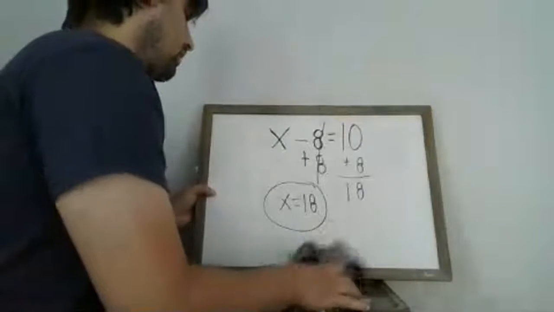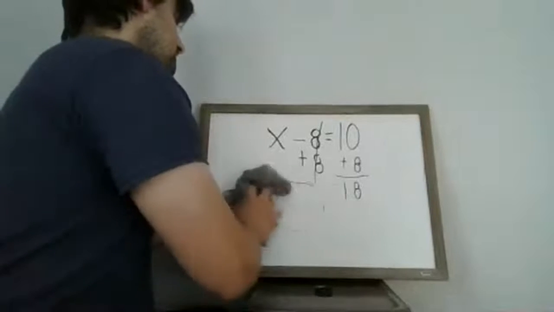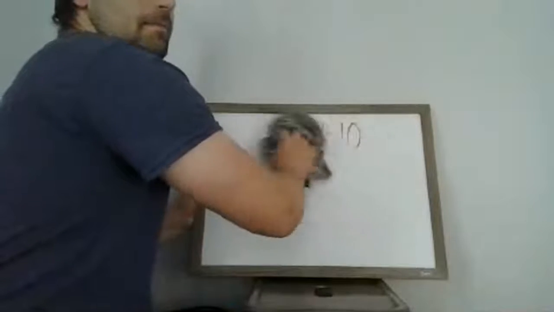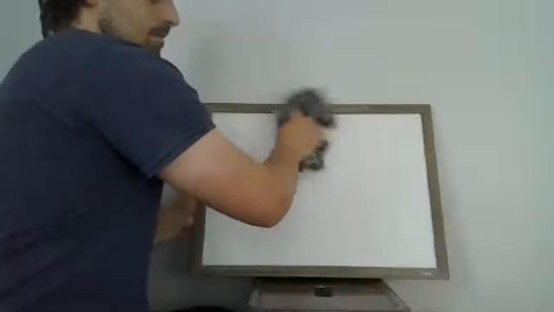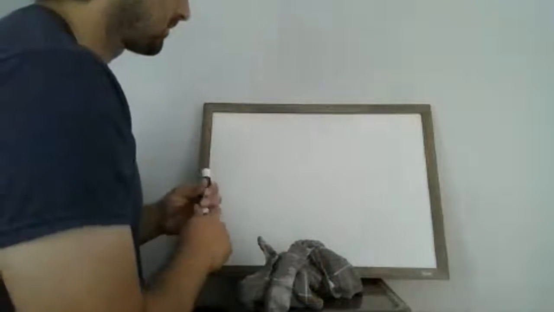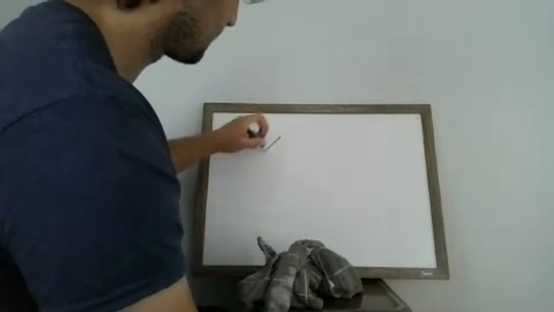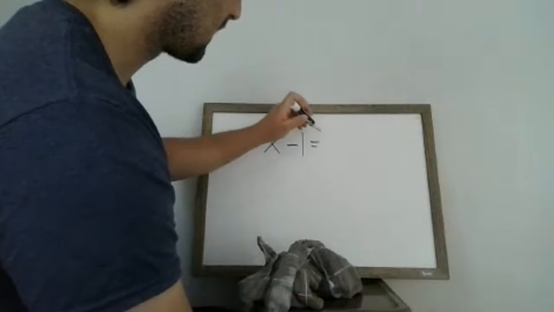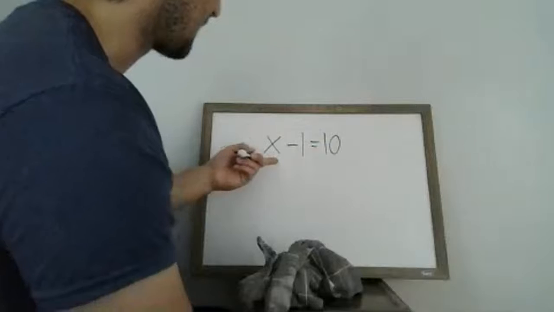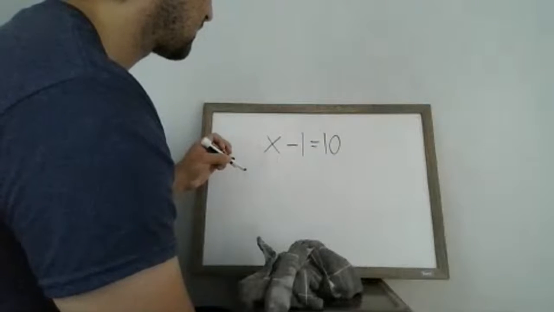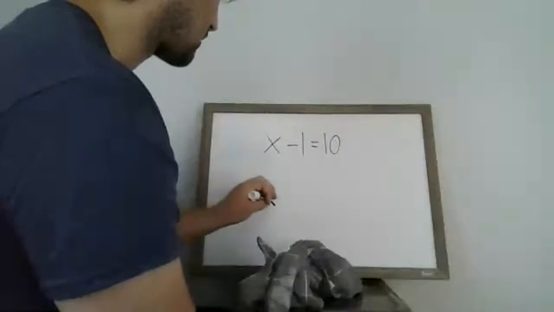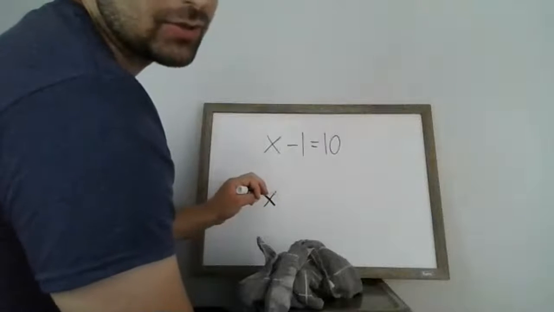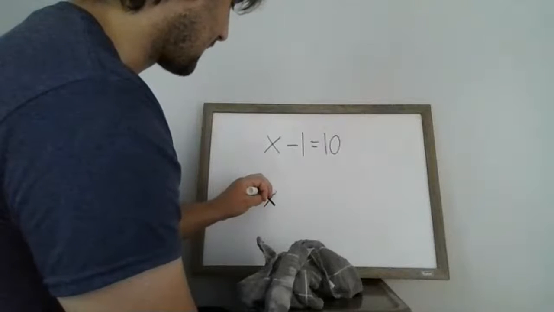All right, I'm going to do one more. X minus 1 equals 10. So again, the operation is subtraction. You know what? I'm going to do a subtraction one, I'll do 2 to end it. I'll do 2 so we end it on a positive note.